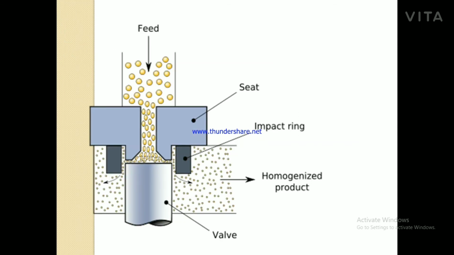This diagram is about homogenization. Through the feed pipe, milk comes in at high pressure and hits the impact ring, which reduces the size of the fat globules, and then it becomes the homogenized product.